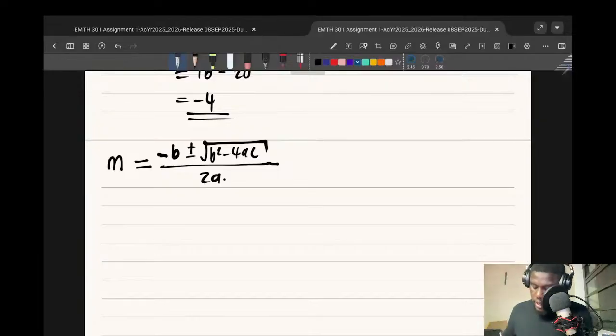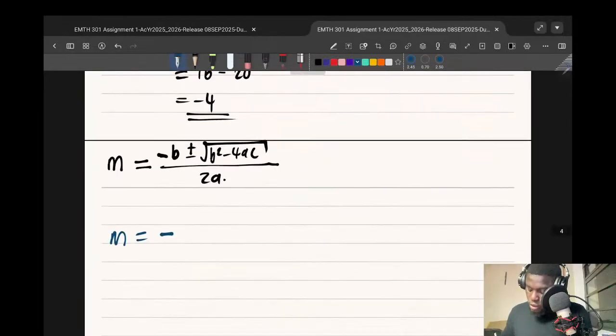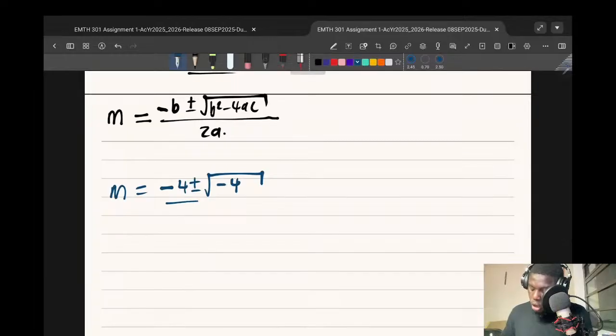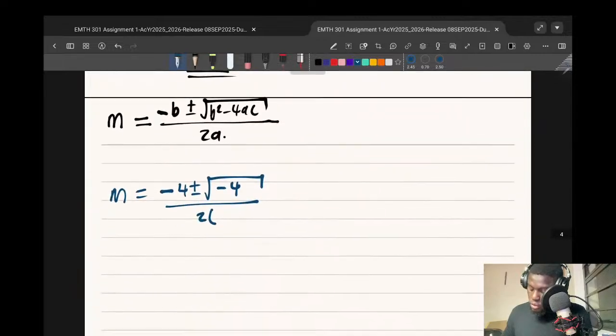So you're going to say M is going to be minus of B. What is our B? 4. So it's going to be minus of 4 plus or minus the square root of B squared minus 4AC. We got it already, and that is a negative 4. So the square root of negative 4 all over 2A, which is 2 by, what is the A? 1. So it's 2 by 1.